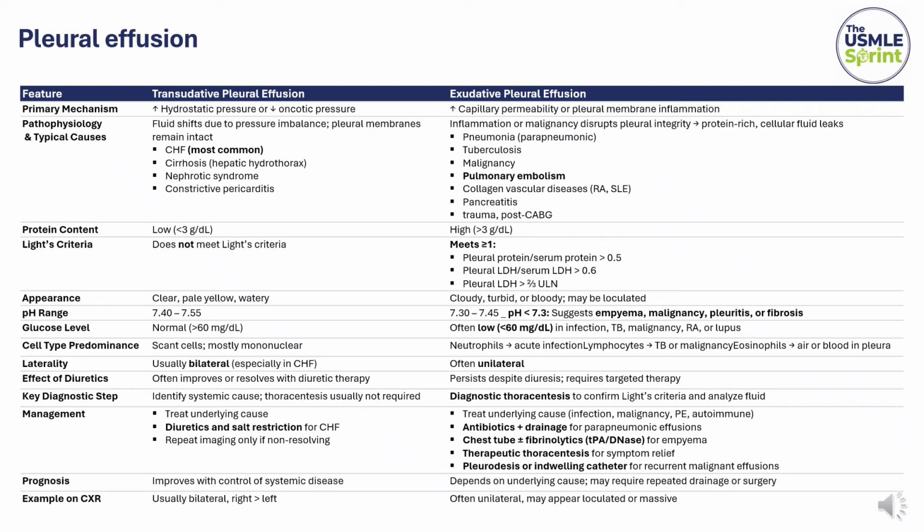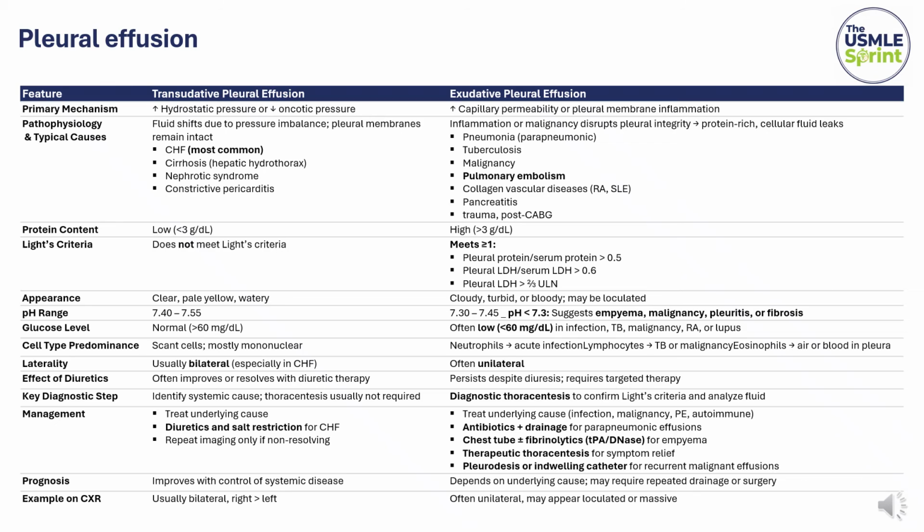Let's take a moment to talk about congestive heart failure related pleural effusion, the most common transudative cause. In heart failure, elevated left atrial and left ventricular end-diastolic pressures transmit backward to the pulmonary capillaries, increasing hydrostatic pressure and pushing fluid into the pleural space. These effusions are typically bilateral, though sometimes they can be unilateral, more often on the right side. About a quarter of patients may appear to have exudative fluid if they've received diuretics before thoracentesis.